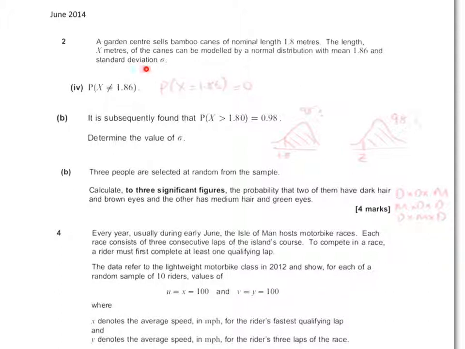In this first one, this is a normal distribution. You should know that when asked for an exact value on a normal distribution, the answer is 0. And here they're asking for the probability it doesn't equal an exact value, so the answer to this calculation here would be 1.